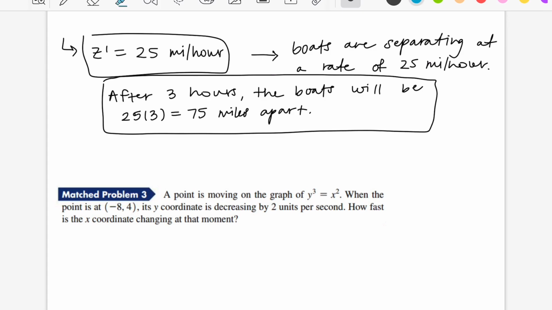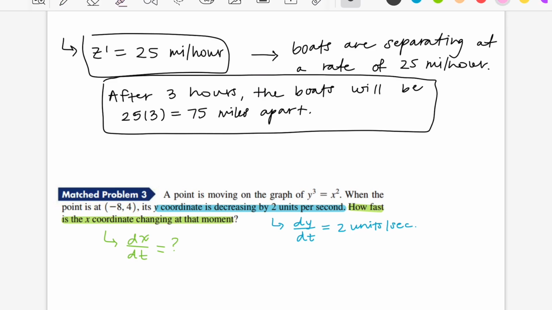So a couple things to note here. The y-coordinate is decreasing by 2 units per second. So this immediately tells us that dy/dt is changing over time, so it's a function of time. And the rate that it's changing over time is 2 units per second. And then we want to figure out how fast the x-coordinate is changing at that moment. So this will be dx/dt. The x-coordinate is also going to be changing over time. And so this is what we're trying to find.